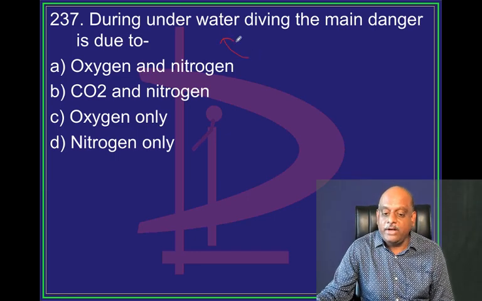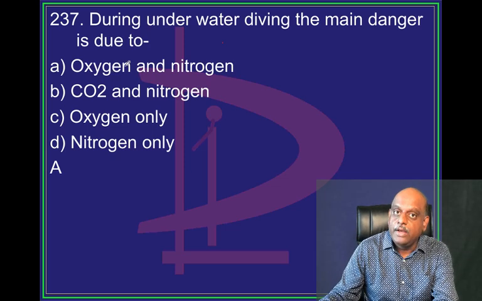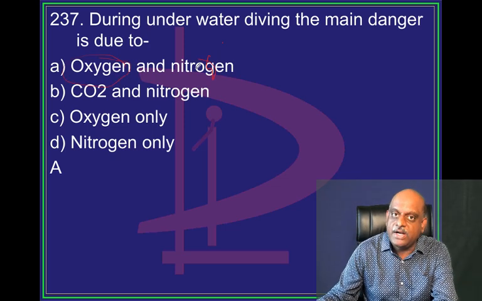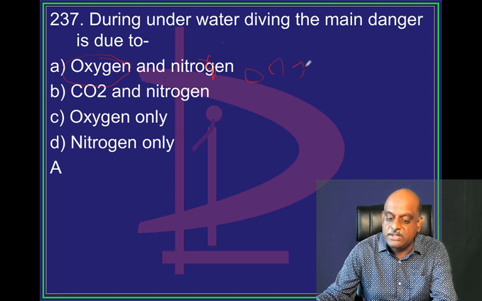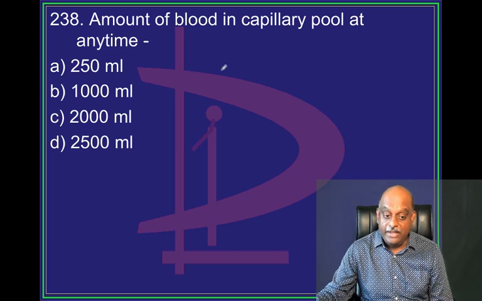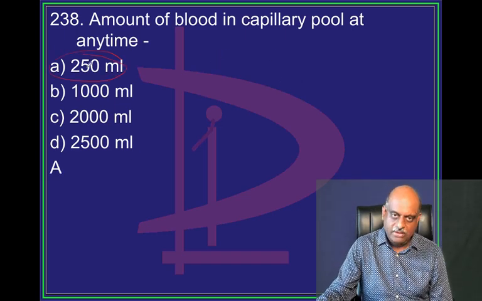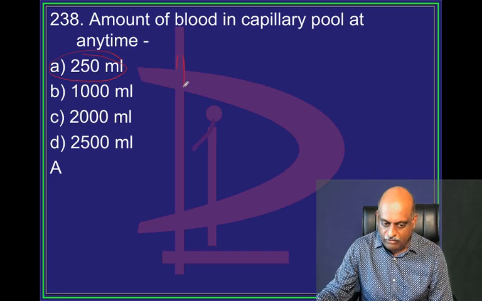During underwater diving, the main danger is what? It is oxygen and nitrogen. Suddenly you will start getting the bubbles of nitrogen, right? The amount of the blood in the capillary pool at any given time is around 1/4 of a liter.